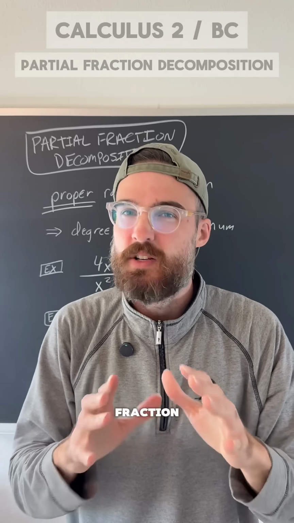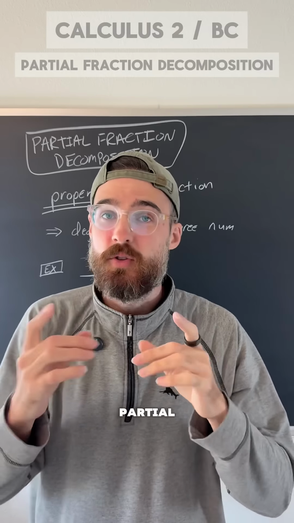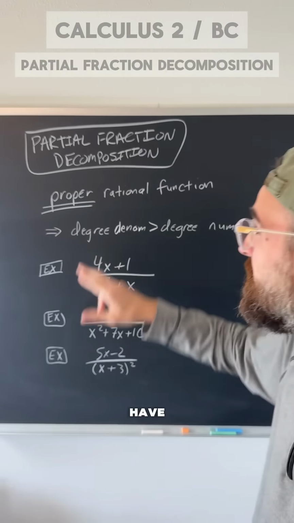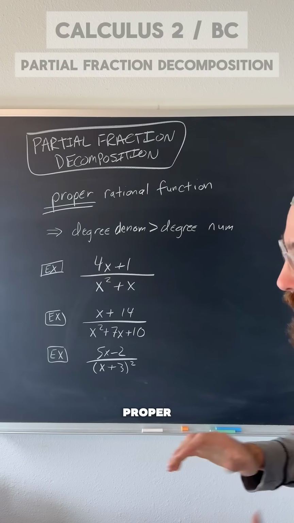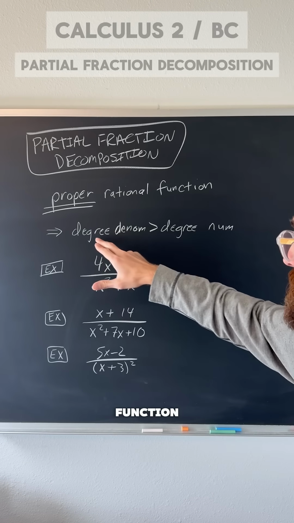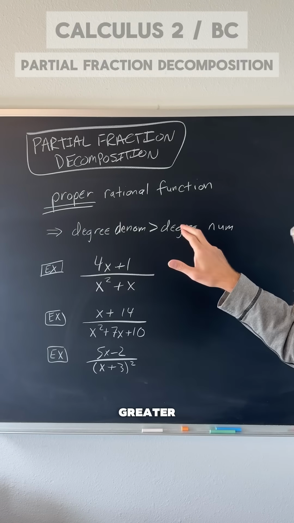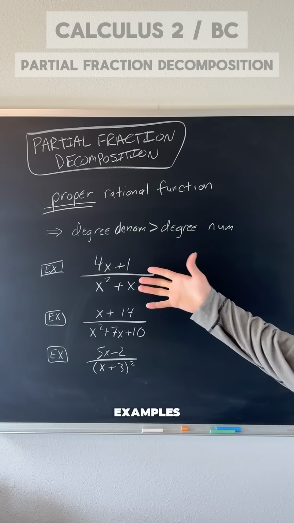Let's talk about partial fraction decomposition. In order to perform a partial fraction decomposition, we need to make sure that we have a proper rational function. A proper rational function is defined as a rational function whose degree of the denominator is greater than the degree of the numerator. Here are a couple examples of that.